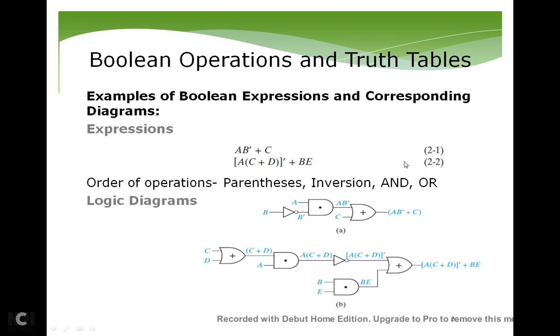Now, the next one, 2-2, looks more complicated, but the trick is to start in the innermost parentheses, C or D. So generate C or D first with the OR gate, then AND it with A with an AND gate, then complement the whole thing, then OR it with B and AND it with E. And of course, you can work backwards with this one.